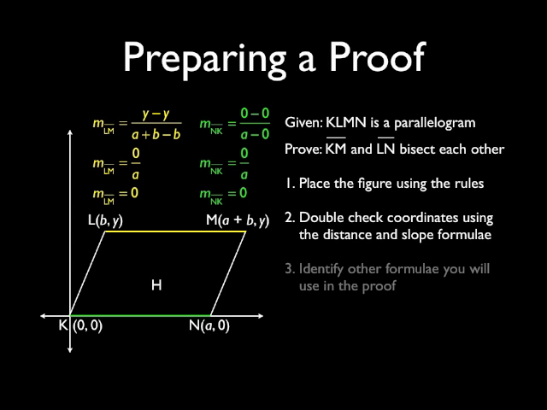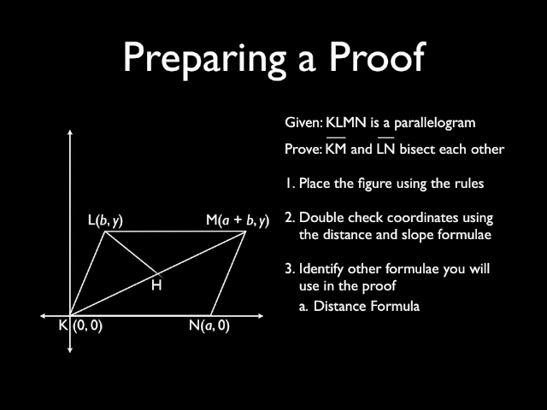So that tells us that those two lines are also parallel, guaranteeing that we have a parallelogram. The third thing we need to do is identify any other formulae you will need to use in this proof. Most people think about the distance formula, because when they think about the diagonals bisecting each other, they start thinking, well, geez, segment LH and segment NH have to be the same, so I can use the distance formula and show those coordinates are the same, and then I can show that KH is congruent to MH by using the distance formula. But how are you going to find the coordinates of H?